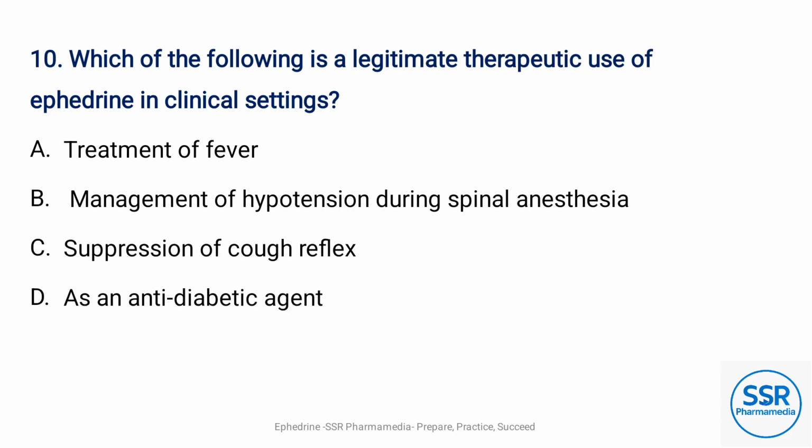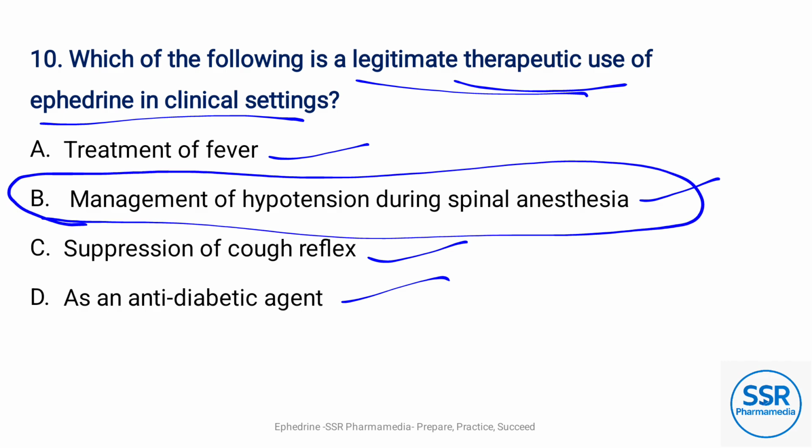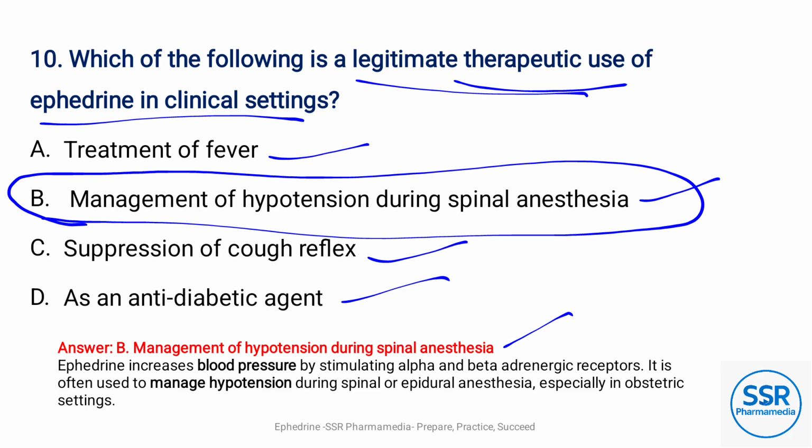Next question. Which of the following is a legitimate therapeutic use of ephedrine in clinical settings? Option A, treatment of fever. Option B, management of hypotension during spinal anesthesia. Option C, suppression of cough reflex. Option D, antidiabetic agent. Here the right answer is option B. Ephedrine increases the blood pressure by stimulating alpha and beta adrenergic receptors, and it is often used to manage hypotension during spinal and epidural anesthesia, especially in obstetric settings.